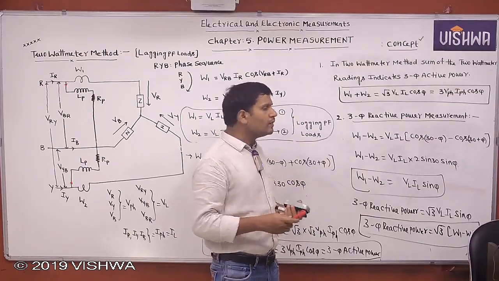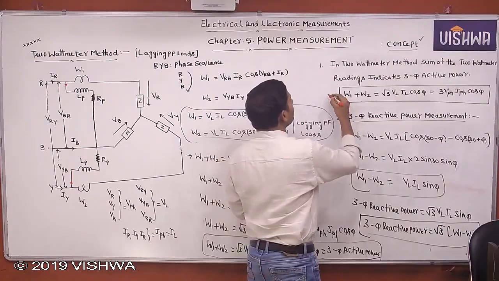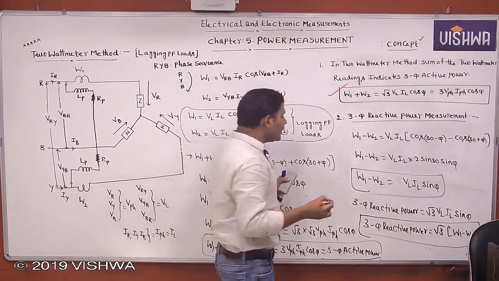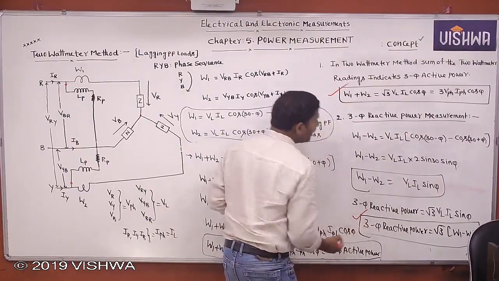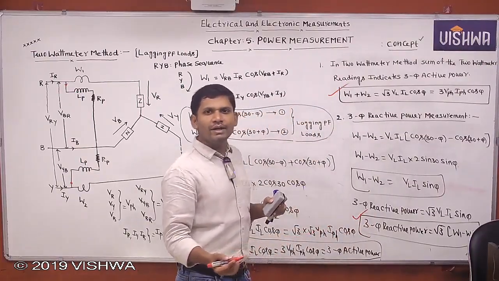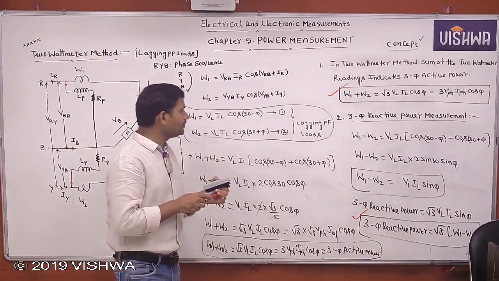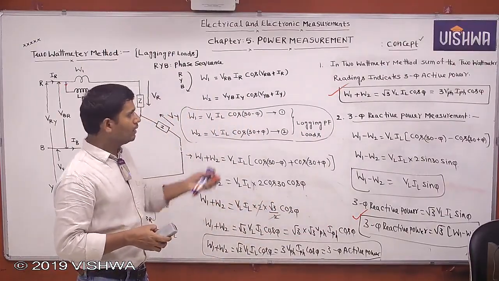Okay, this is the 3 phase active power measurement. The sum of the 2 wattmeter readings indicates the 3 phase active power. In order to get the 3 phase reactive power, you subtract the 2 wattmeter readings and multiply with root 3, that gives the 3 phase reactive power. Yes, quickly note it down.